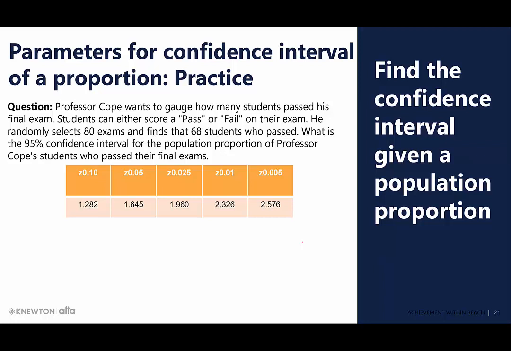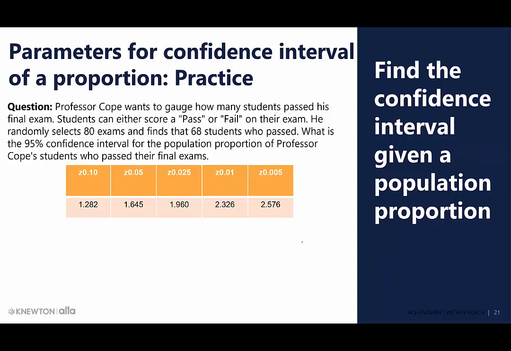Okay, here we go. Last one. Professor Cope wants to gauge how many students pass this final exam. Students can either score a pass or fail on their exam. He randomly selects 80 students and finds that 68 students passed. What is the 95% confidence interval for the population proportion of Professor Cope's students who passed their final exams?